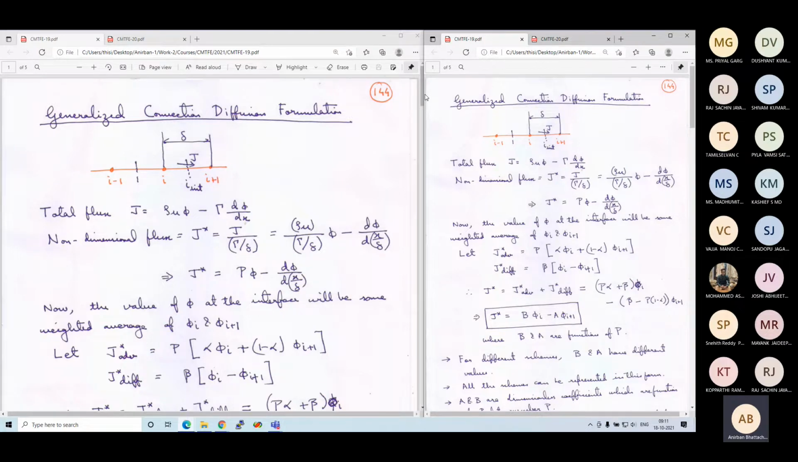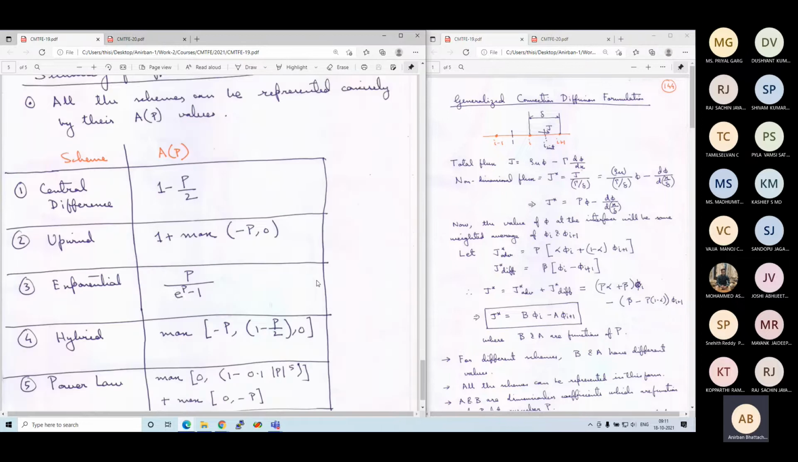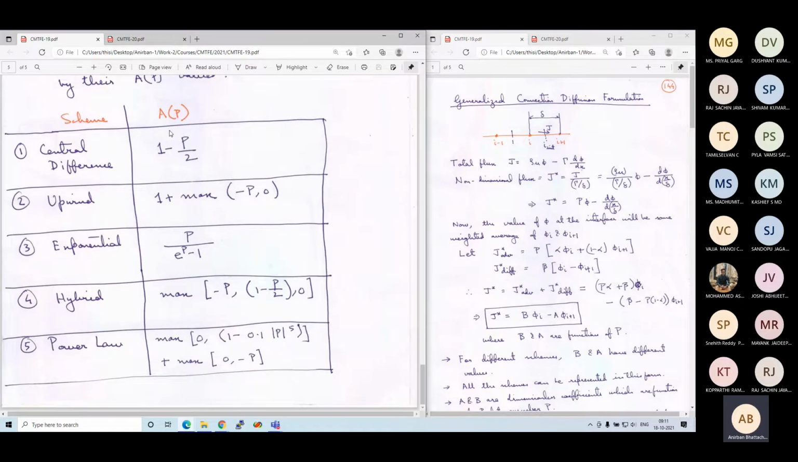So there is a table like this for different schemes. How this table comes, we will see. For example, we need to give a data called A. We will see what is A. For the central difference scheme, it has a certain value. For the upwind scheme, it has a certain value. For exponential, it has a certain value. Hybrid, power law. So we just need to provide this and then use our general code, and we can solve for any scheme depending on our requirement. So we can write a single code and solve for any scheme. That is the idea behind the generalized formulation.